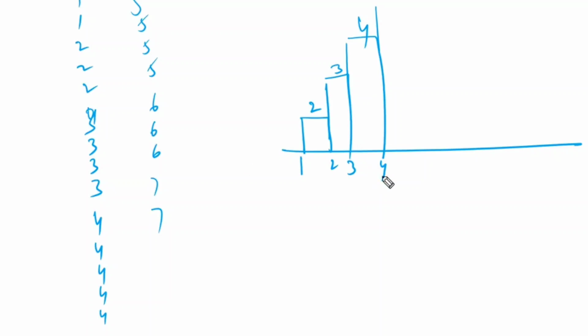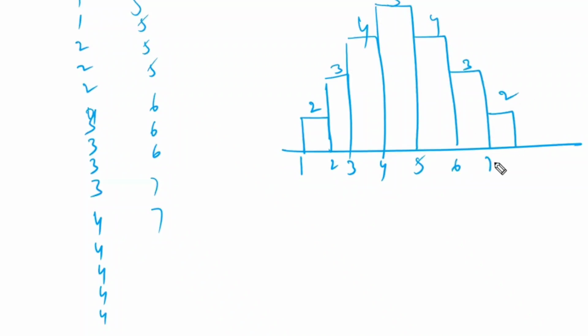From 3 to 4, 4 to 5, and from 5 to 6. Next. Right? You have this, and now this is a symmetrical distribution. You can clearly see that it is a symmetrical distribution. If you draw a line from the center, the left side and the right side are the same.